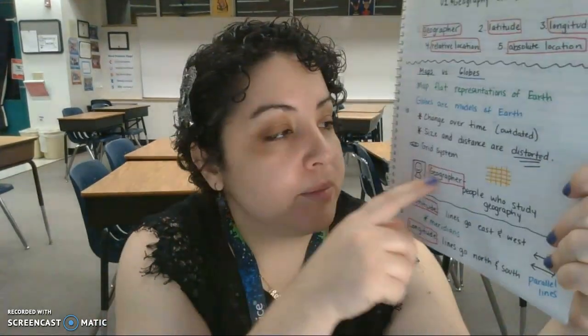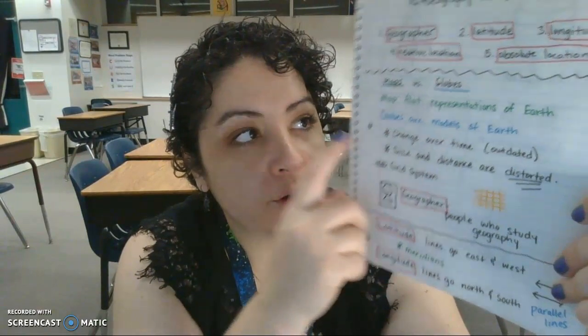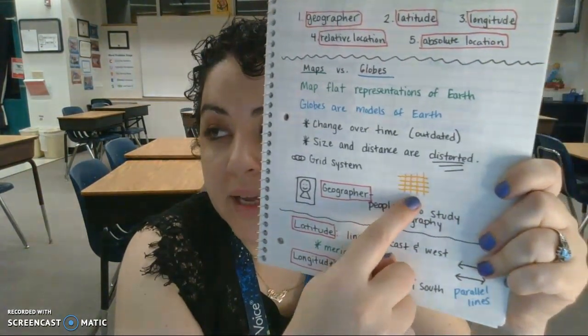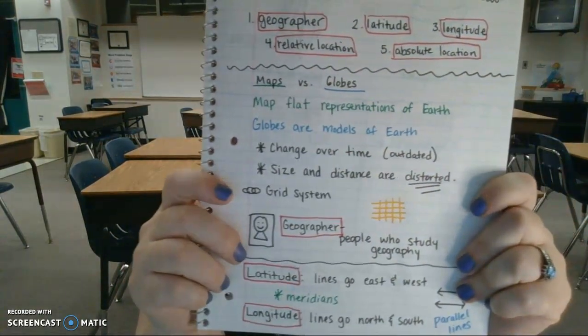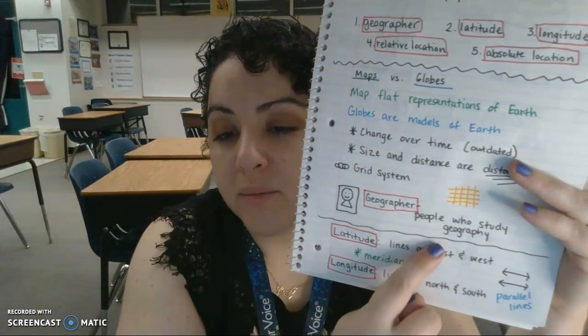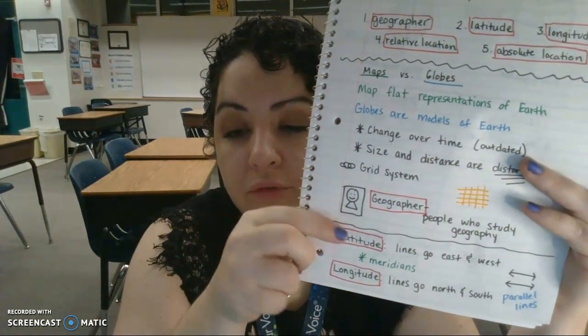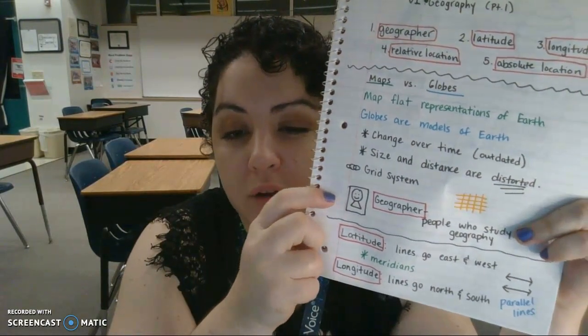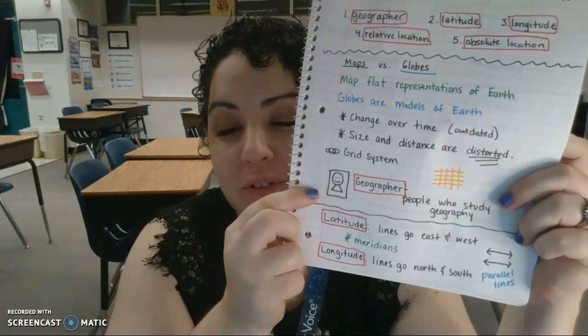Something they have in common, linking these two ideas together, maps and globes, is that they're both based on a grid system. A grid system is of vertical and horizontal lines that are intersecting. We then talked about our first vocabulary word. A geographer is somebody who studies geography. So we will all become geographers as we study geography.